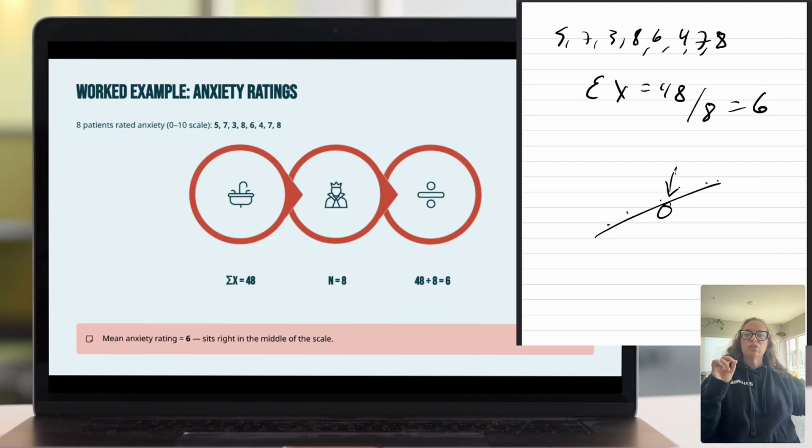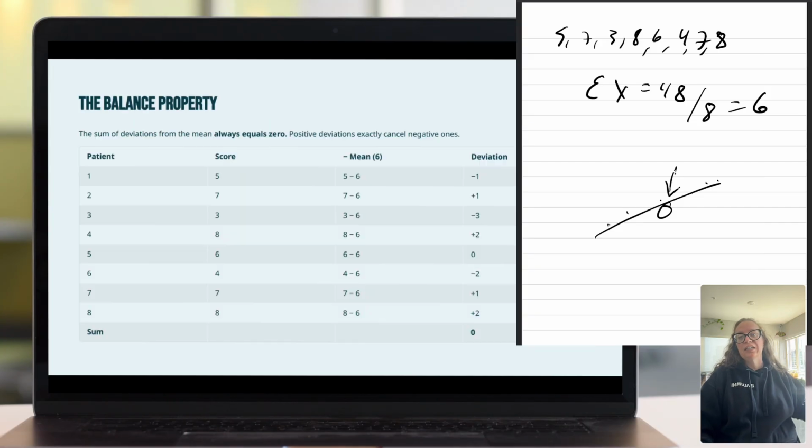Mathematically, this balance property means that the sum of deviations from the mean equals 0. So if you take each score, subtract the mean, and add up all those deviations, you get exactly 0. So the positive deviations above the mean exactly cancel the negative deviations below. So let me show you with our anxiety data. So the mean was 6, right?